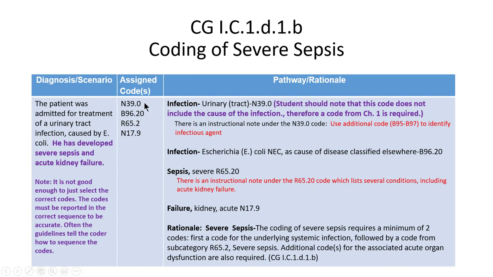This first code is what's going to drive the selection of the category or the group that this particular diagnosis falls into. So it's important that this code, whatever's going to drive your payment, is going to be first. Then when you have this first, you've got that instructional note telling you, okay, you need to include this. Then you know you have sepsis and the acute kidney failure.